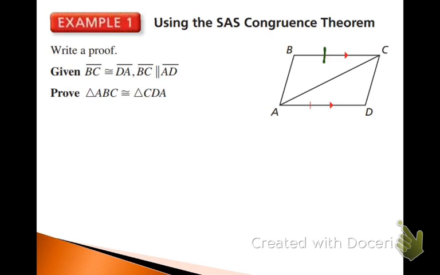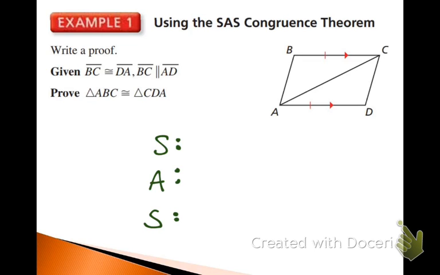What am I trying to prove, Kaylee? Triangle ABC is congruent to triangle CDA. We're trying to prove that our two triangles are congruent. So does everyone see that we have two triangles? We got one. Here's the second one. What theorem have we learned that proves that two triangles are congruent? SAS. Side, angle, side. So we need to find side congruent, and angle congruent, and side congruent.